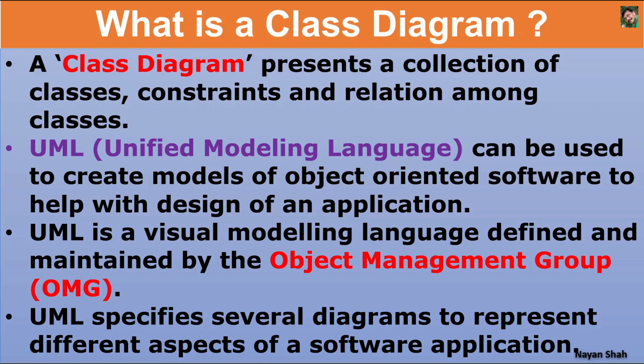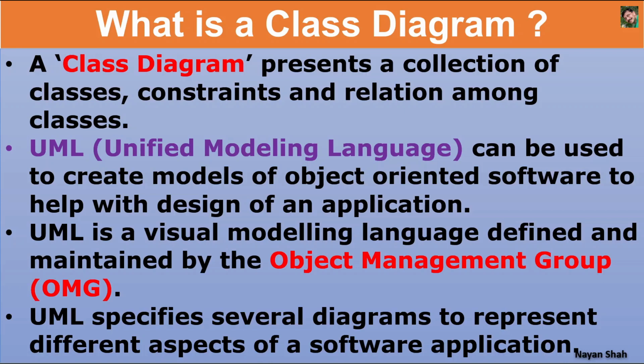UML is Unified Modeling Language. It's not a computer programming language. It is a language which is used to describe object-oriented concepts on paper, like a flowchart. A flowchart is for structured programming, and for object-oriented programming, if you want to describe something on paper, then we use UML, that is Unified Modeling Language. It can be used to create models of object-oriented software to help with the design of an application.